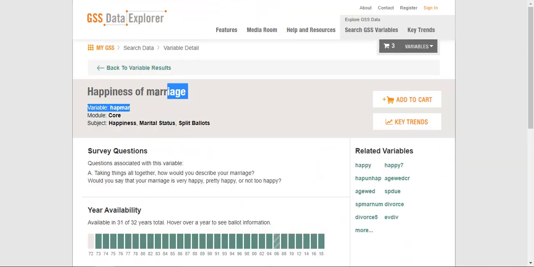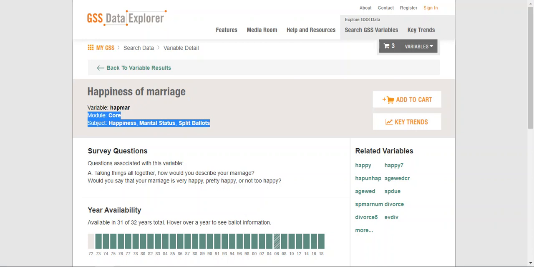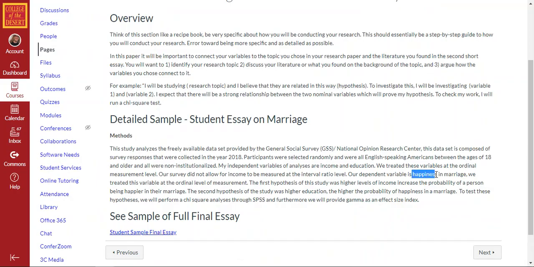That was one of the ones they used, happy marriage. You see in their sample, that's what they identified here. One of our dependent variables was happiness in marriage. We treat this variable on the ordinal level. And the other one was income. We treat this variable on the ordinal level.